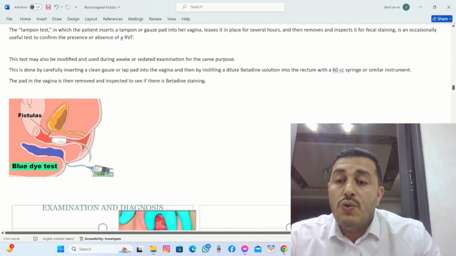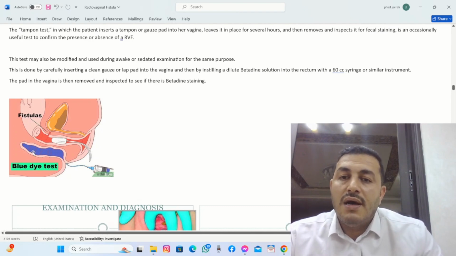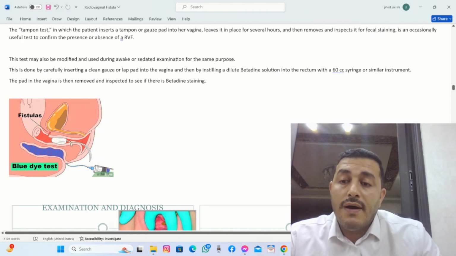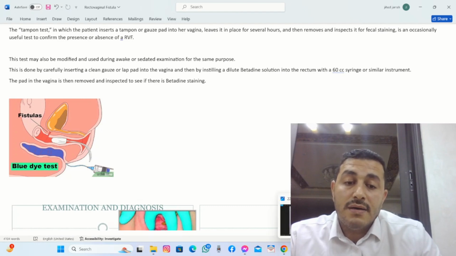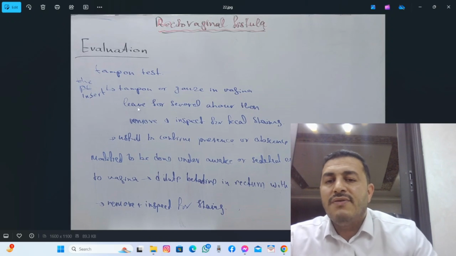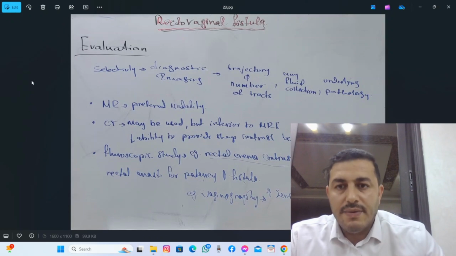Or a modified type of it. As you see in this picture, we can instill 50 cc of diluted betadine stain and see if there is staining in the vaginal tampon. This will actually help us in the diagnosis. So, as we said, a tampon or gauze in the vagina inserted by the patient herself, left for several hours, then we inspect for fecal staining. A modification is when we add the stain. Okay, this is selective again.